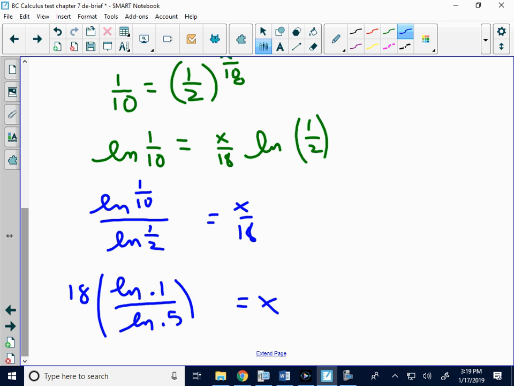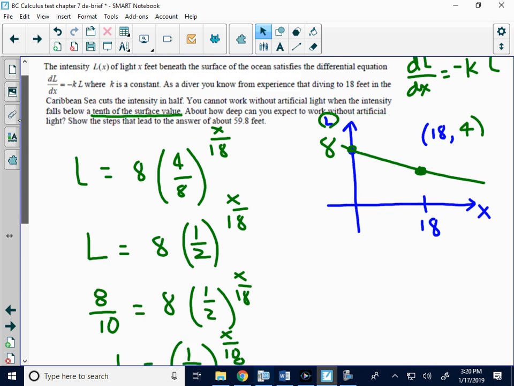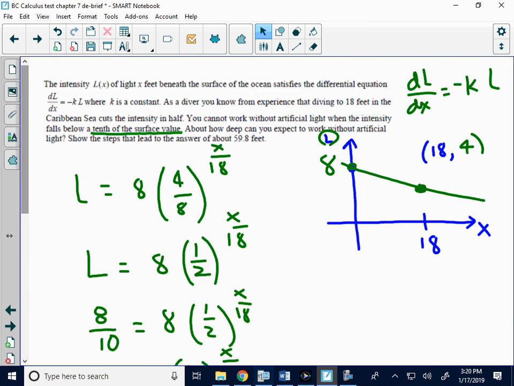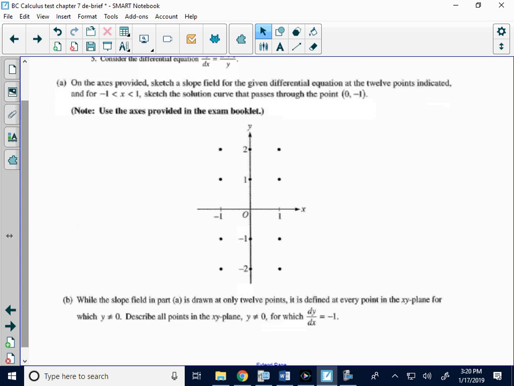You don't need the calculator, but if you just wanted to check, you could do that pretty clearly. 18 times the natural log of 1/10 divided by the natural log of a half. Okay, and that was the number that they gave you in the problem, 59.8 feet. Hopefully you worked that the day before, because that was one of the red problems that I said would be on the test. Okay, so slope field, we should spend about 15 minutes on this.